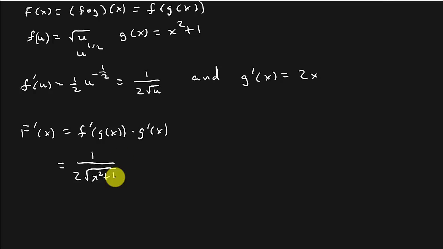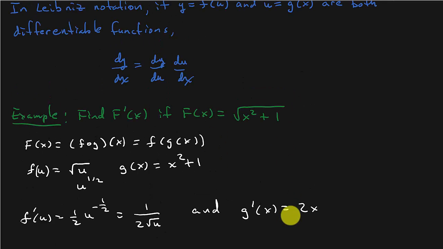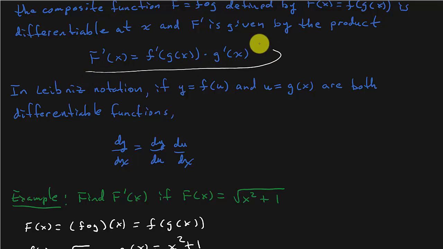And then times g prime of x. And what's g prime of x? That's 2x. And so that's going to leave me with x over the square root of x squared plus 1. And there's your derivative. All right. Like I said, we're using this method on just this problem right here. So what I did there is I used this right here. That's how I found the derivative of the square root of x squared plus 1.